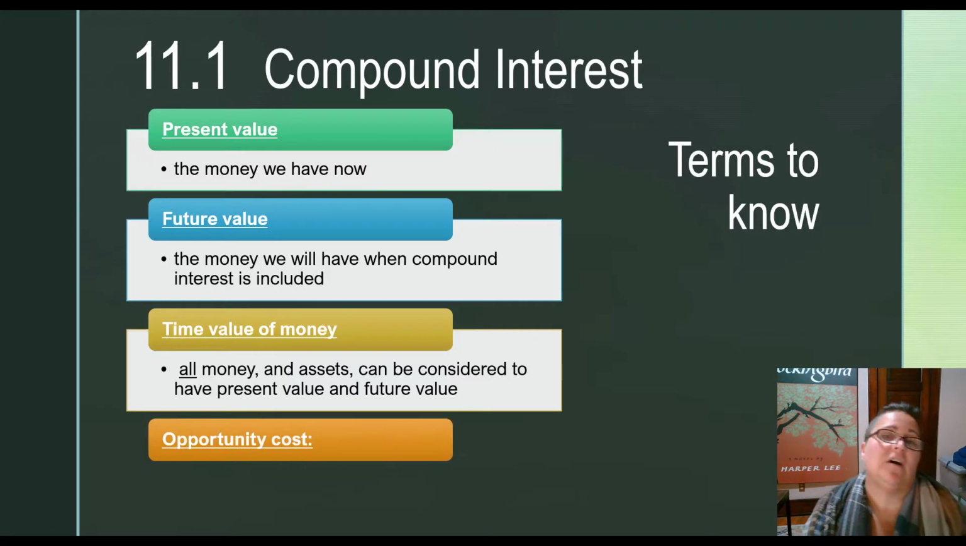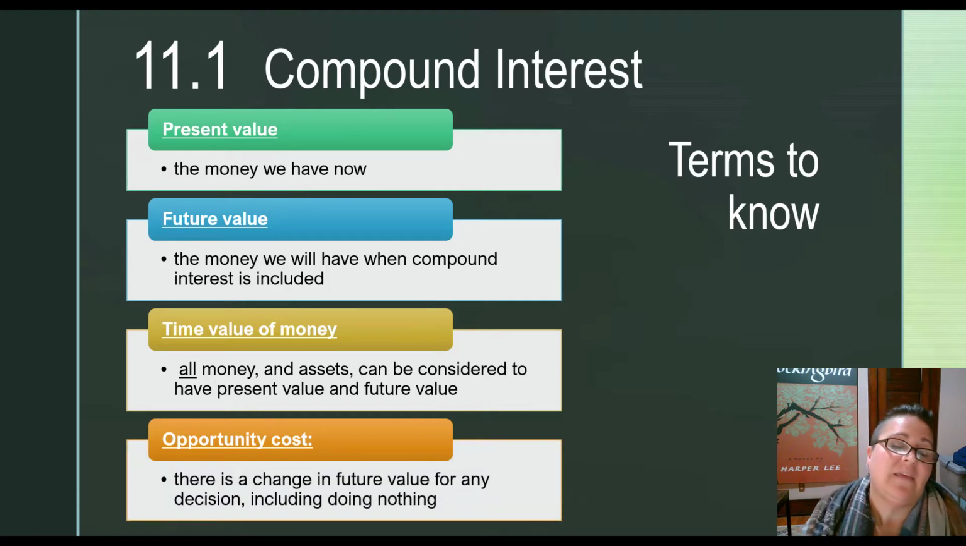The opportunity cost is another phrase that you will hear bandied about a bit, tossed around. This is the idea that there is a change in the future value of money depending upon the decision you make. That means if I decide to put it in a CD versus a savings account versus the stock market, there is an opportunity with each one of those and an opportunity cost. And sometimes even the decision to do nothing could cost me money or could gain me money. This is known as the opportunity cost.